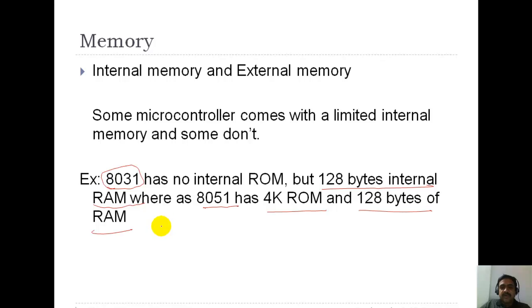I hope you all know the difference between ROM and RAM. ROM is what we call read-only memory. RAM is random access memory.